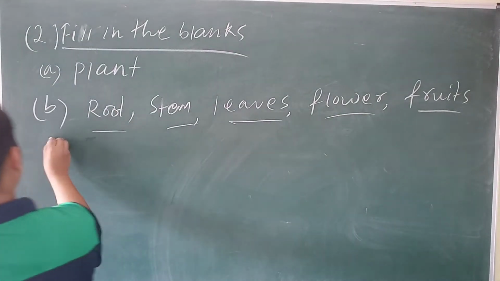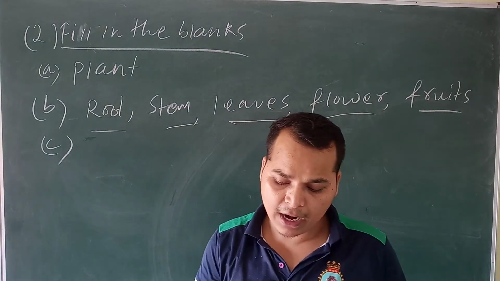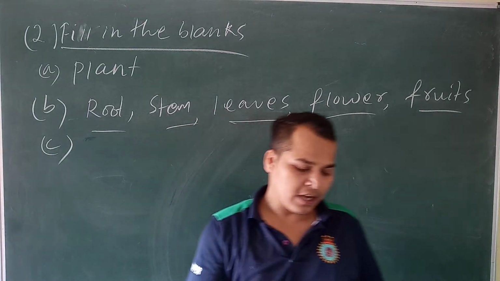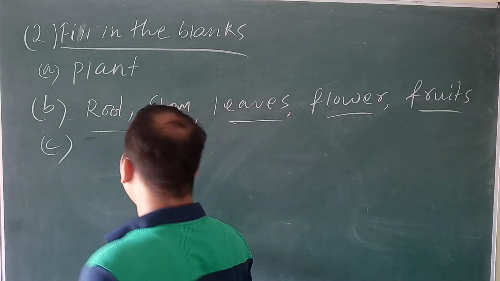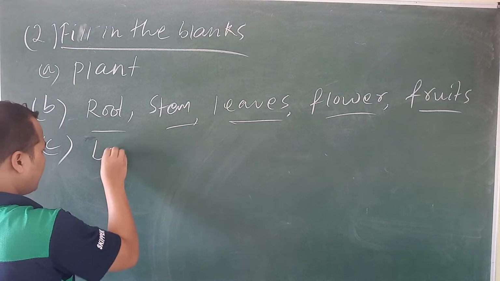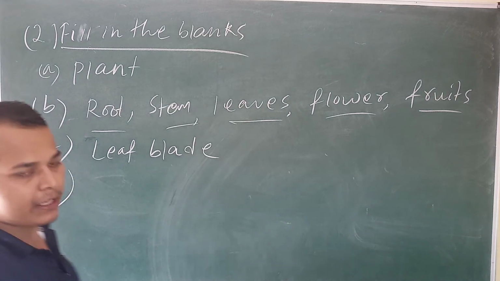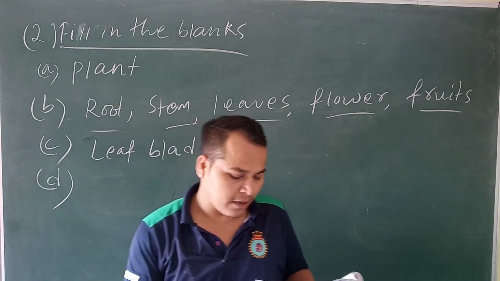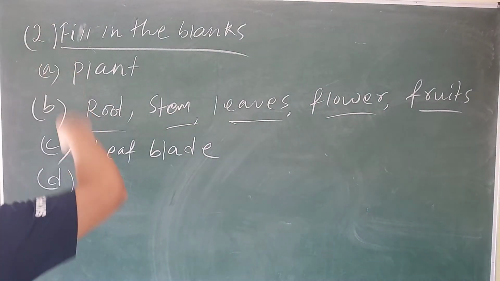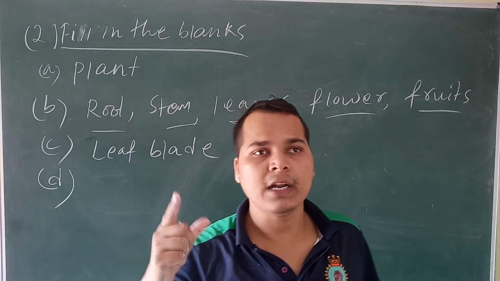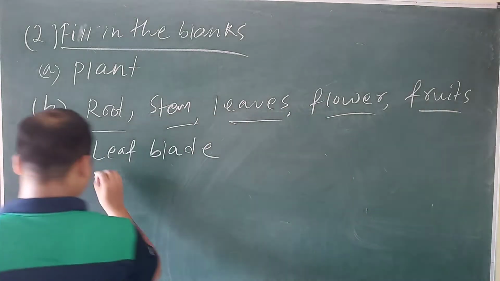Come to question number C. A compound leaf has more than one dash on a single stalk. A compound leaf has more than what? Leaf blade. A compound leaf has more than one leaf blade. Then question number D. The main vein which runs through the center of a leaf is called dash. A thick line goes through the middle of the leaf. What is the name of this thick line? It is called a midrib.